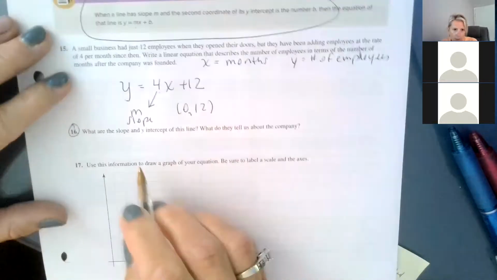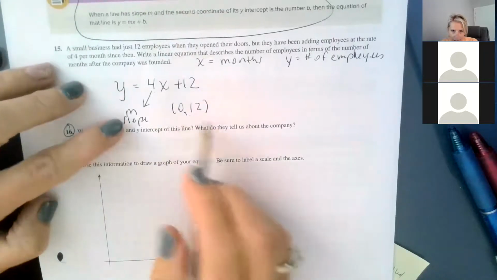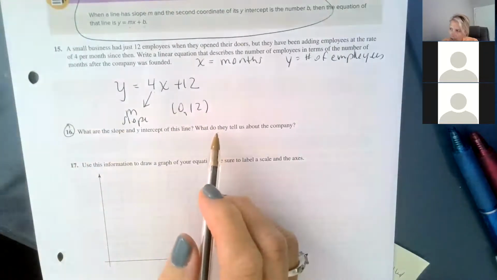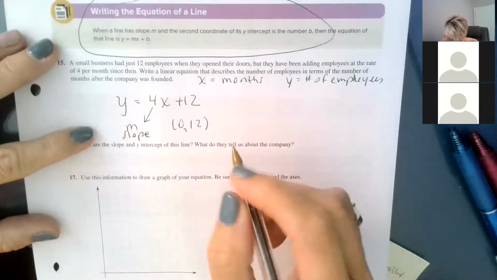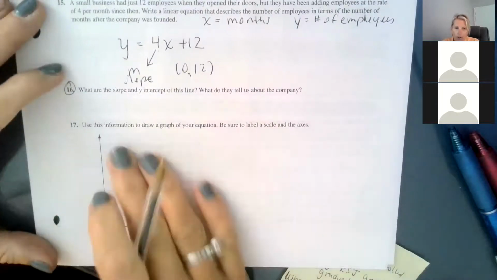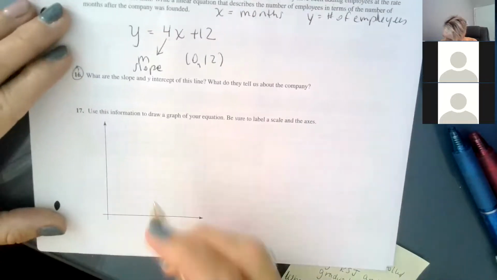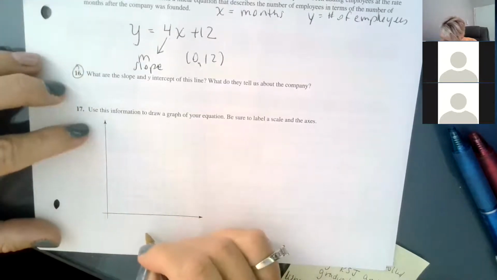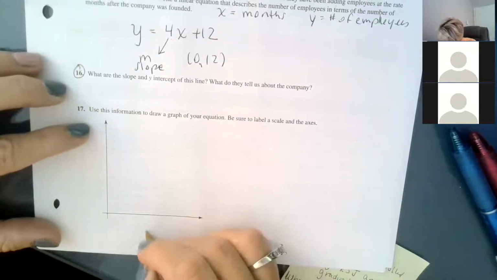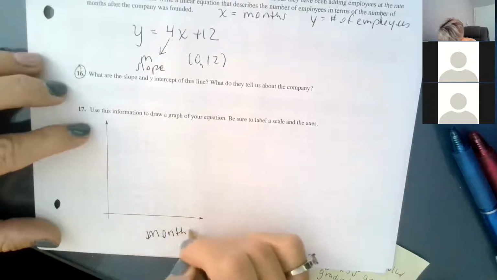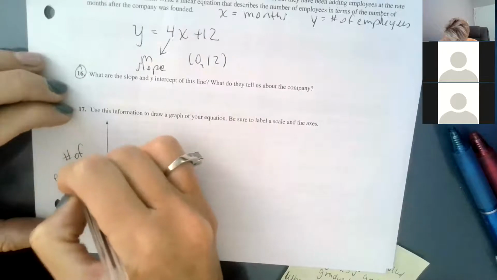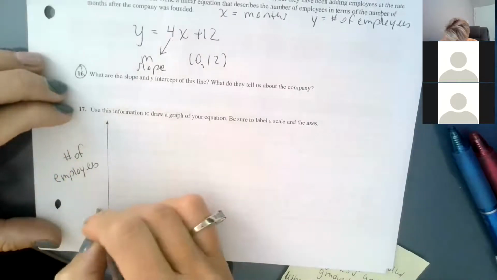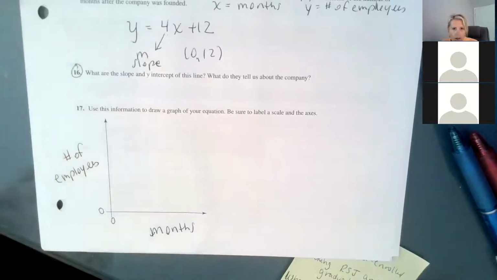Okay. And it says, what are the slope and y-intercept, which we just said, and what do they tell us? So they show us that the company's growing, right? And we started with 12. And we know how to graph and all that stuff. It is important to understand what needs to be on there. So our months would go on the bottom, and our number of employees would go over here on the vertical axis. And we have to make sure that they start at 0.